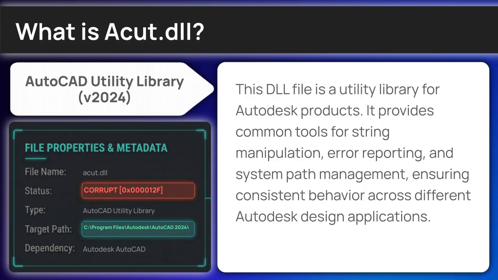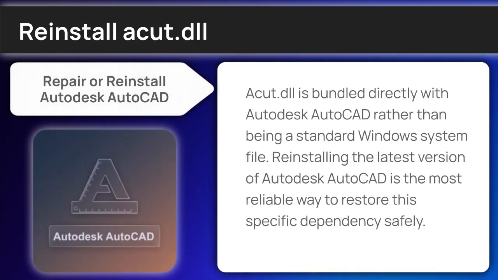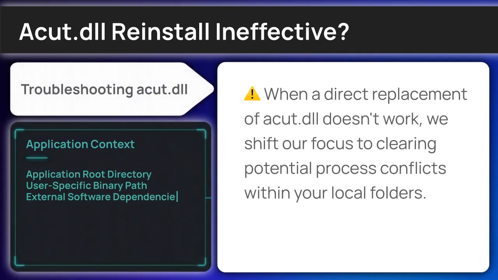Our first move is installing a fresh, clean copy of the library. This error indicates a missing or corrupted file specifically within the Autodesk AutoCAD environment. I suggest you reinstall the latest version of Autodesk AutoCAD to allow the installer to restore the AAC Utility DLL automatically.